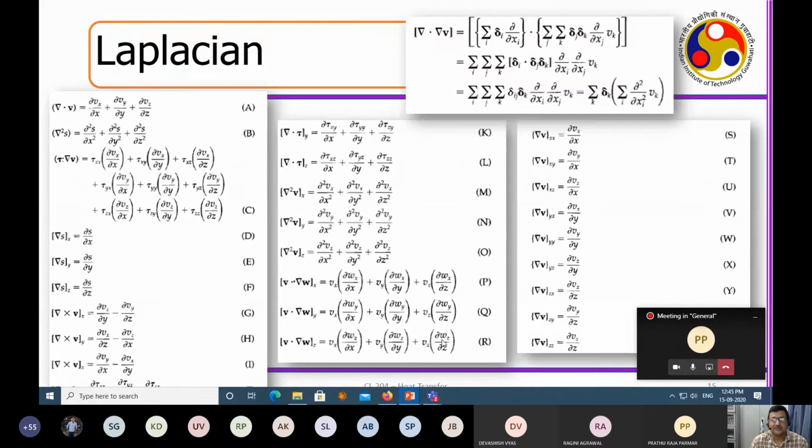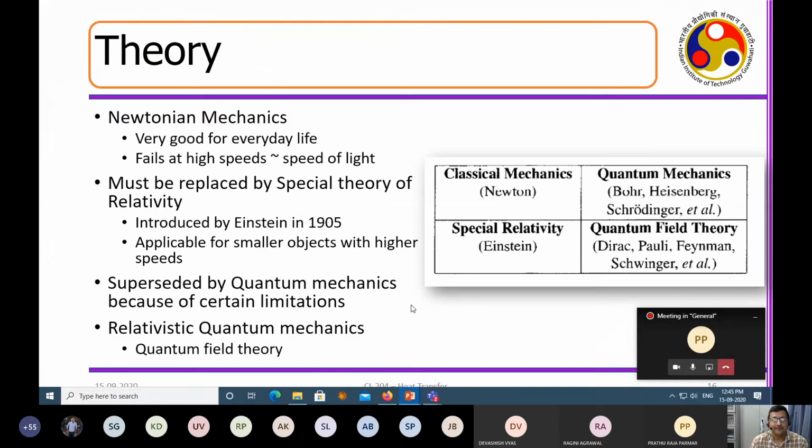I've given some more examples, just go through them. Now coming to the next 4-5 slides. Whatever I am showing for the last 4 lectures is what is required for fluid mechanics, heat transfer, transport phenomena, mass transfer.